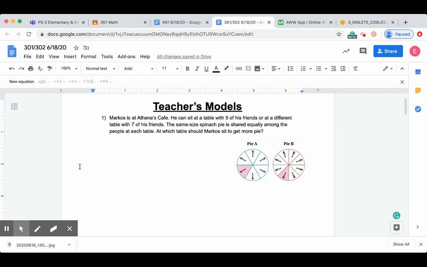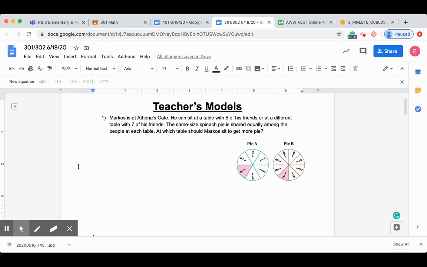So our first problem we're going to look at is a word problem. Marcos is at Athena's cafe. He can sit at a table with 5 of his friends or at a different table with 7 of his friends. The same size spinach pie is shared equally among the people at each table. At which table should Marcos sit to get more pie?